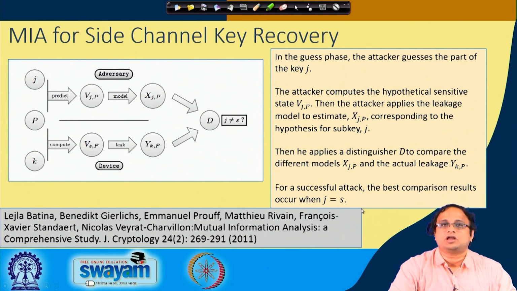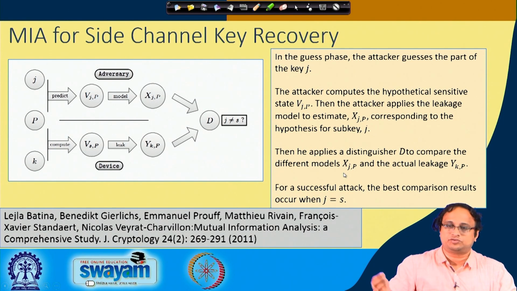Okay. And now, for a successful attack you will apply a distinguisher D to compare these different models x_{j,p} and the actual leakage. Note that I say different models because x_{j,p} depends upon the guess which you make. So, you will make j1, j2, j3 and so on, guessing a part of the key, and try to see whether x_{j,p} matches with your actual leakage.